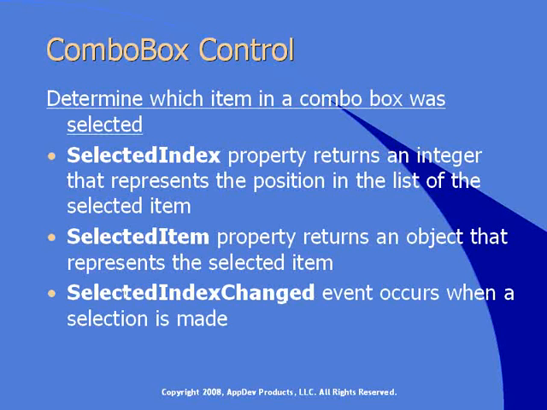The selected index changed event occurs when a selection is made. So if you want to run code when the user makes a selection, you can use that event, and then you can use those two properties to identify which item was selected.